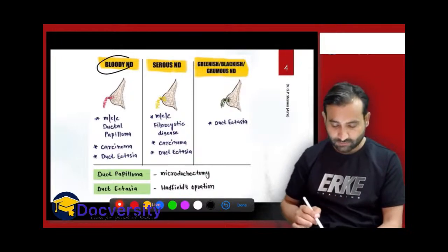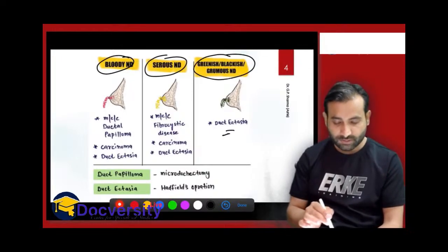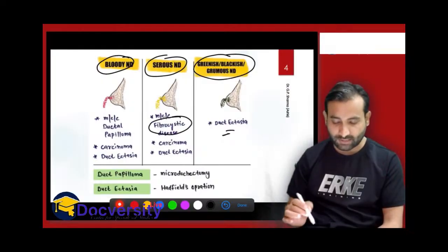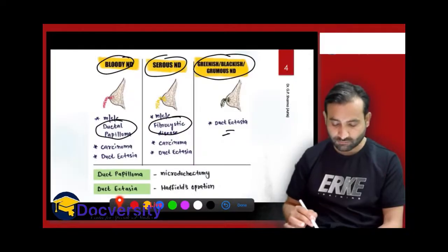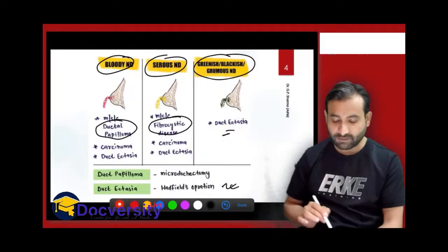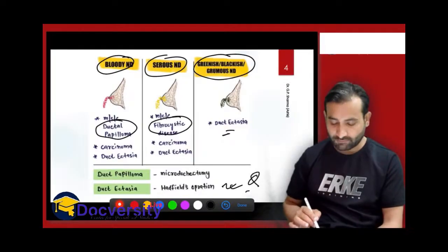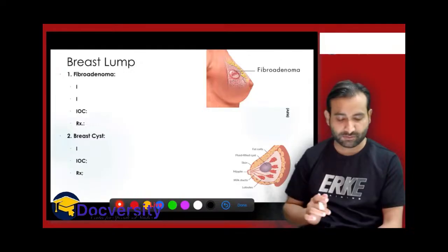So these are the options given there. Bloody nipple discharge, serous discharge, and you have the greenish or blackish discharge, right? Duct ectasia, this is fibrocystic disease. Here the duct papilloma. And what is the treatment? The duct papilloma, always go with the microdochectomy. If it is the duct ectasia, we say this is the Hadfield's operation. What is this called? Hadfield's operation. This is a question. All of these are questions in the exam. We are practicing the questions over here.